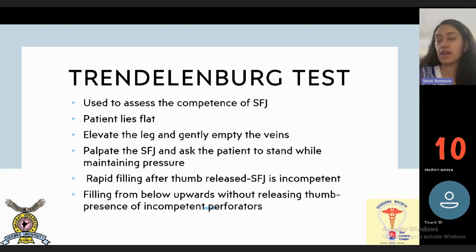In this, you ask the patient to lie flat. You elevate the leg and gently empty the veins. Palpate the saphenofemoral junction, and then you ask the patient to stand while maintaining pressure over that junction. Now, rapid filling after the thumb is released means the SFJ is incompetent. And if it fills from below upwards, without you releasing the pressure over that junction, that means there's incompetency of the perforators. So this was an overview of the varicose veins.